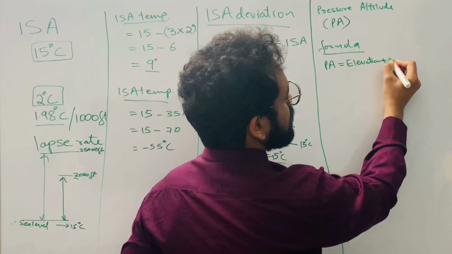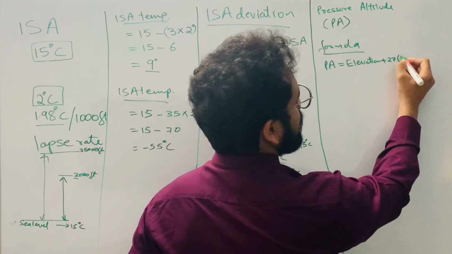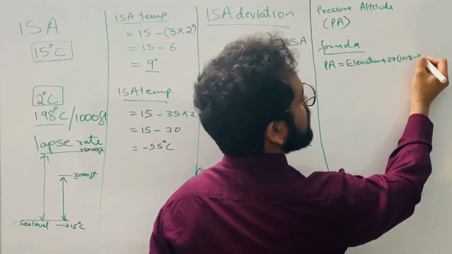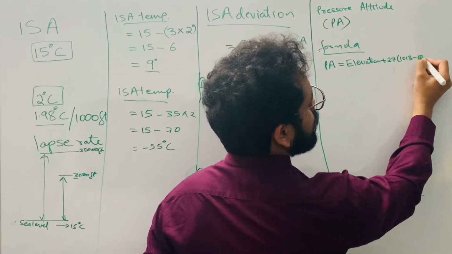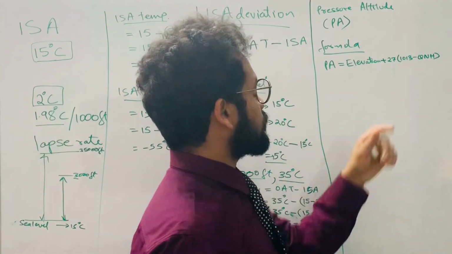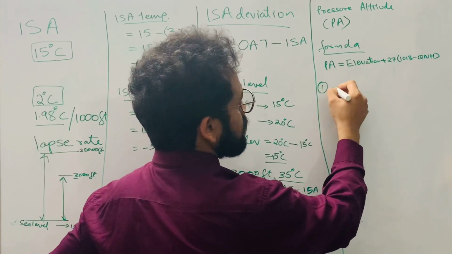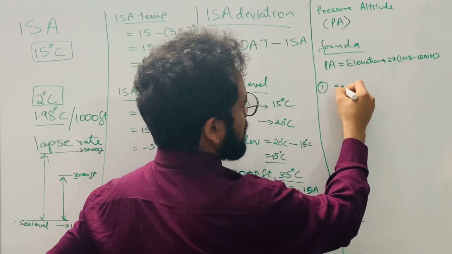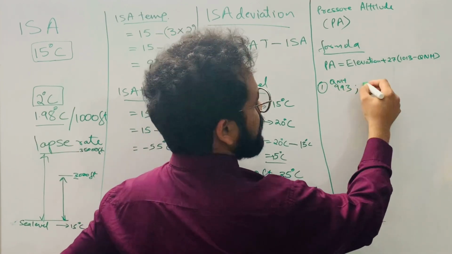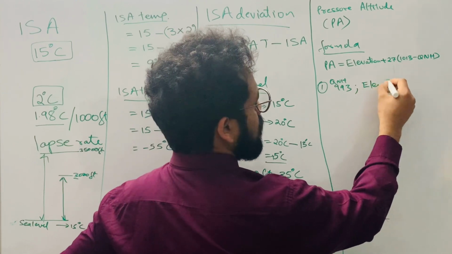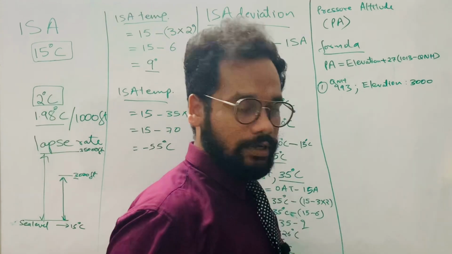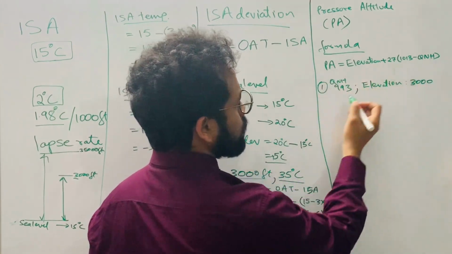plus 27 times 1013, that is the standard pressure setting, minus QNH. So let's take some example to calculate the pressure altitude. Example number 1, suppose the QNH is 993, and suppose the elevation, which is your airport elevation, is suppose 3000.